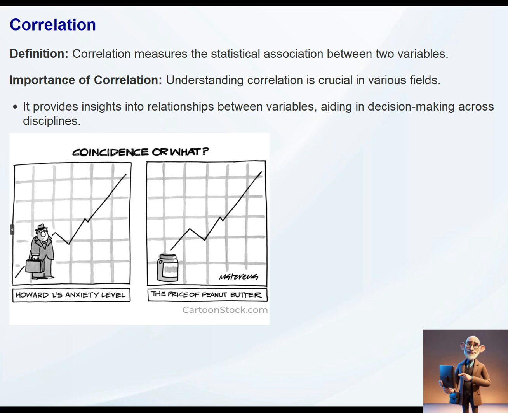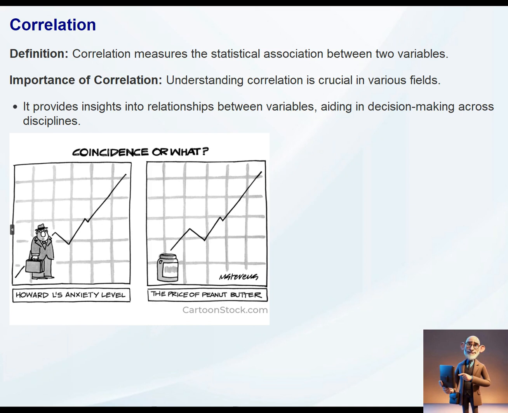Let's delve into the definition and importance of correlation in the world of statistics. Correlation is a statistical measure that quantifies the statistical association between two variables. It helps us understand how these variables change together, providing valuable insights into the relationships within datasets.